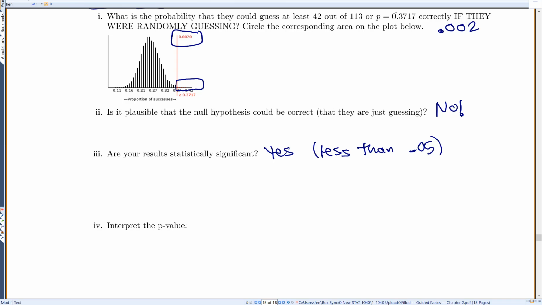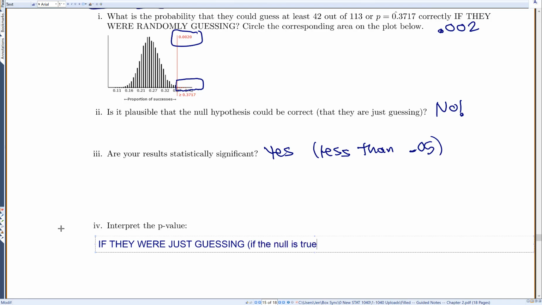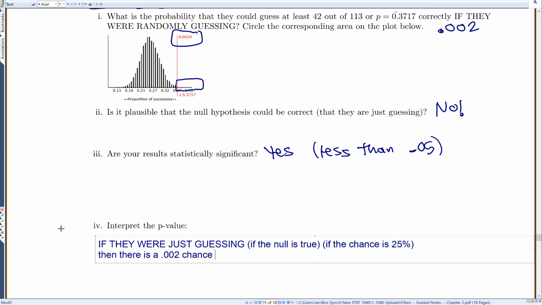And let's interpret that p-value. To interpret our p-value, we'll say something like, if, and I like to always capitalize that because it's a big if, they were just guessing, or if the null is true, or if the chance is 25%, depending on how you want to phrase it, then there is a 0.002 chance that they could get at least 42 correct. That just does not seem plausible at all that they were just guessing.